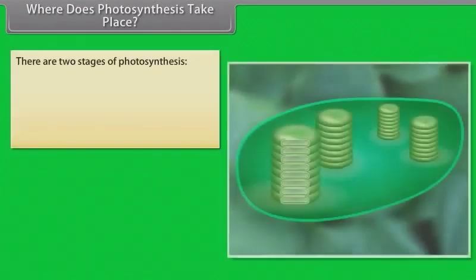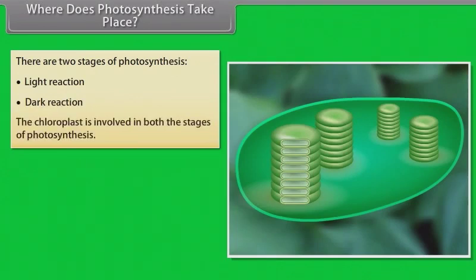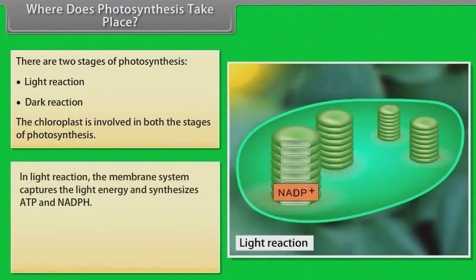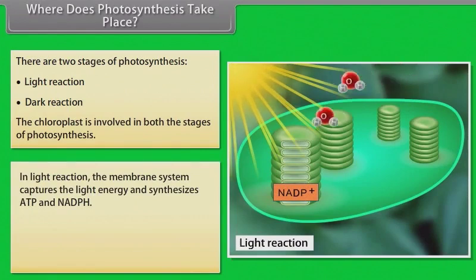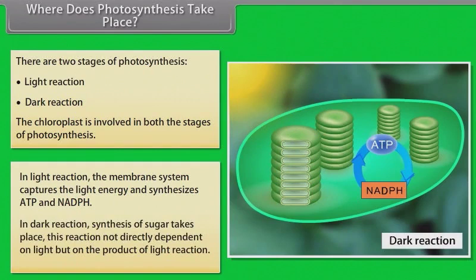There are 2 stages of photosynthesis. The first stage is light reaction and the second stage is dark reaction. The chloroplast is involved in both the stages of photosynthesis. In light reaction, the membrane system captures the light energy and synthesizes ATP and NADPH. Whereas in dark reaction, synthesis of sugar takes place. This reaction is not directly dependent on light, but on the products of light reaction.